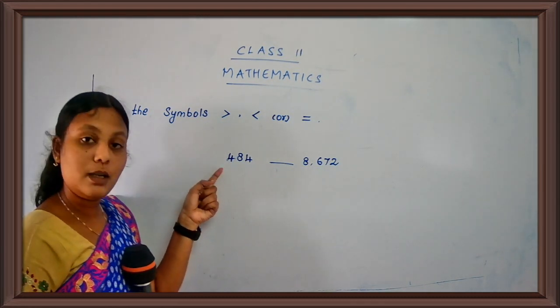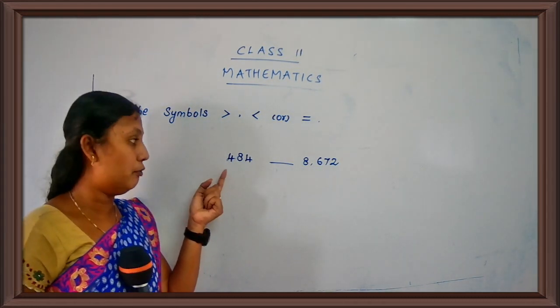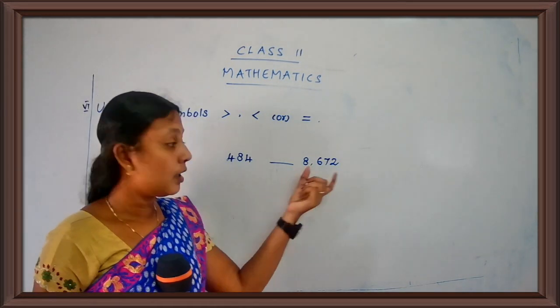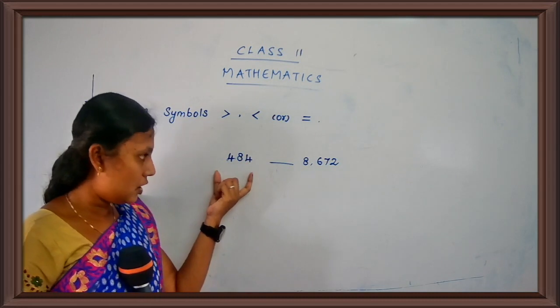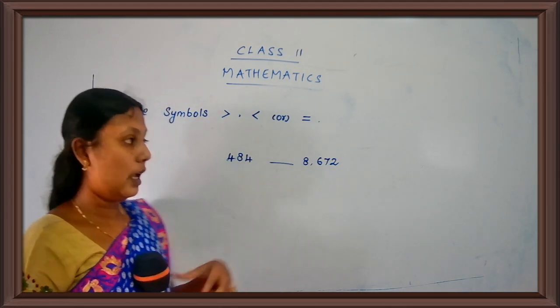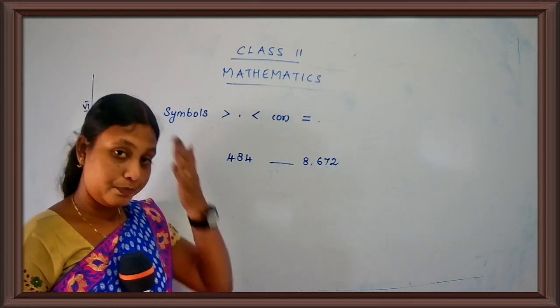Yes. This is how many digit number? 3-digit number. Okay. This is how many digit number? 4-digit number. This is a 3-digit number. This one is a 4-digit number. Is that right, children? Yes. Okay. Is the 3-digit number the biggest number or is the 4-digit number the biggest number?